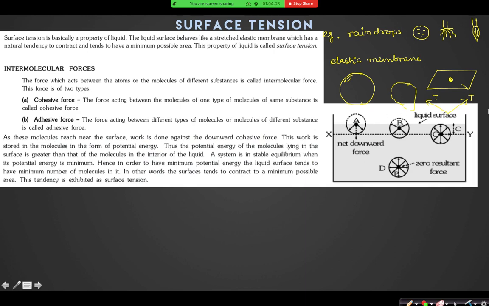Concentrate on this diagram on the right side, right? You can see that, consider this fluid particle D. This fluid particle D is surrounded by so many identical fluid particles. So the net force on this fluid particle becomes zero. Yes or no?